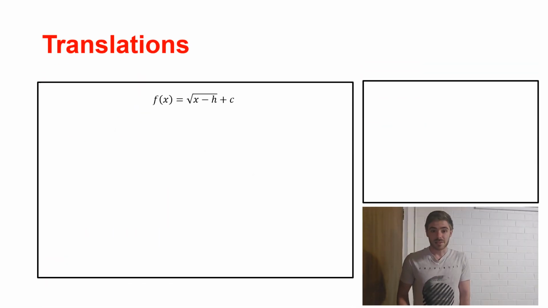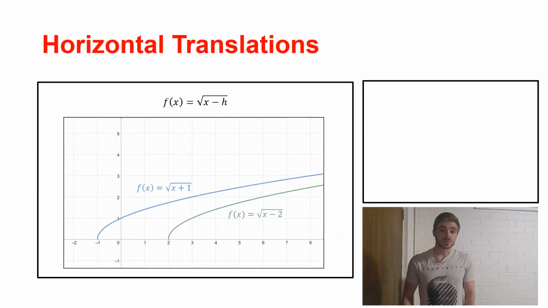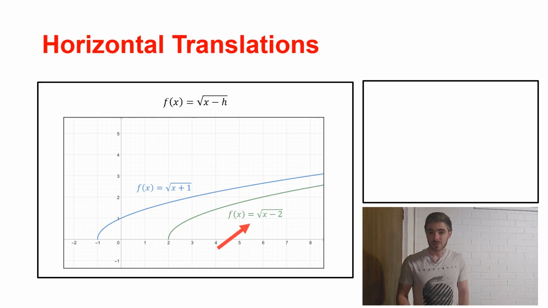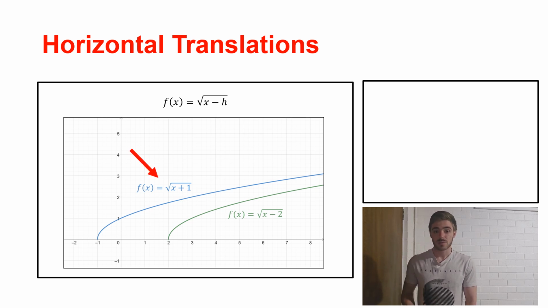The last thing we'll consider are the translation terms. These are responsible for shifting the graph horizontally or vertically. Horizontal translations are determined by the h term. If you have x minus h, then you're shifting to the right by h. In this example here, we have x minus 2, hence we're shifting the entire graph to the right by 2. If you instead had x plus h, then you would be shifting left by h. In this example, we have x plus 1, hence we're shifting the graph left by 1.